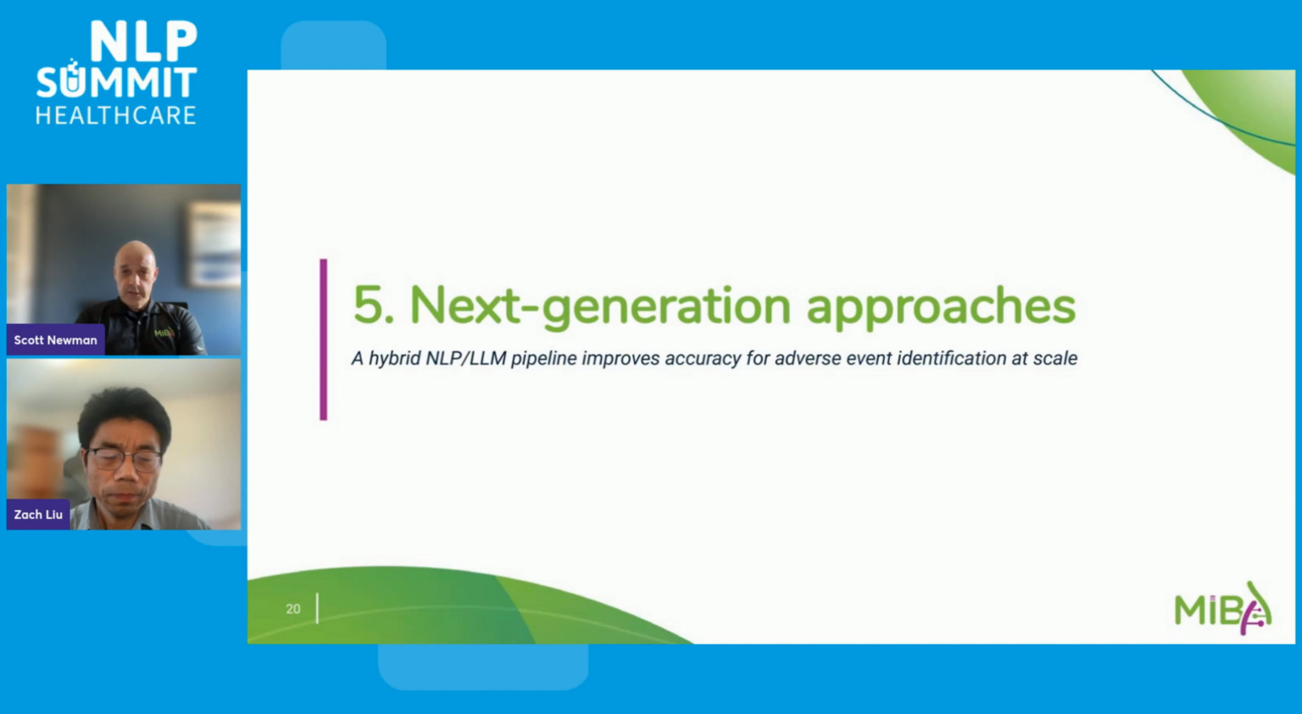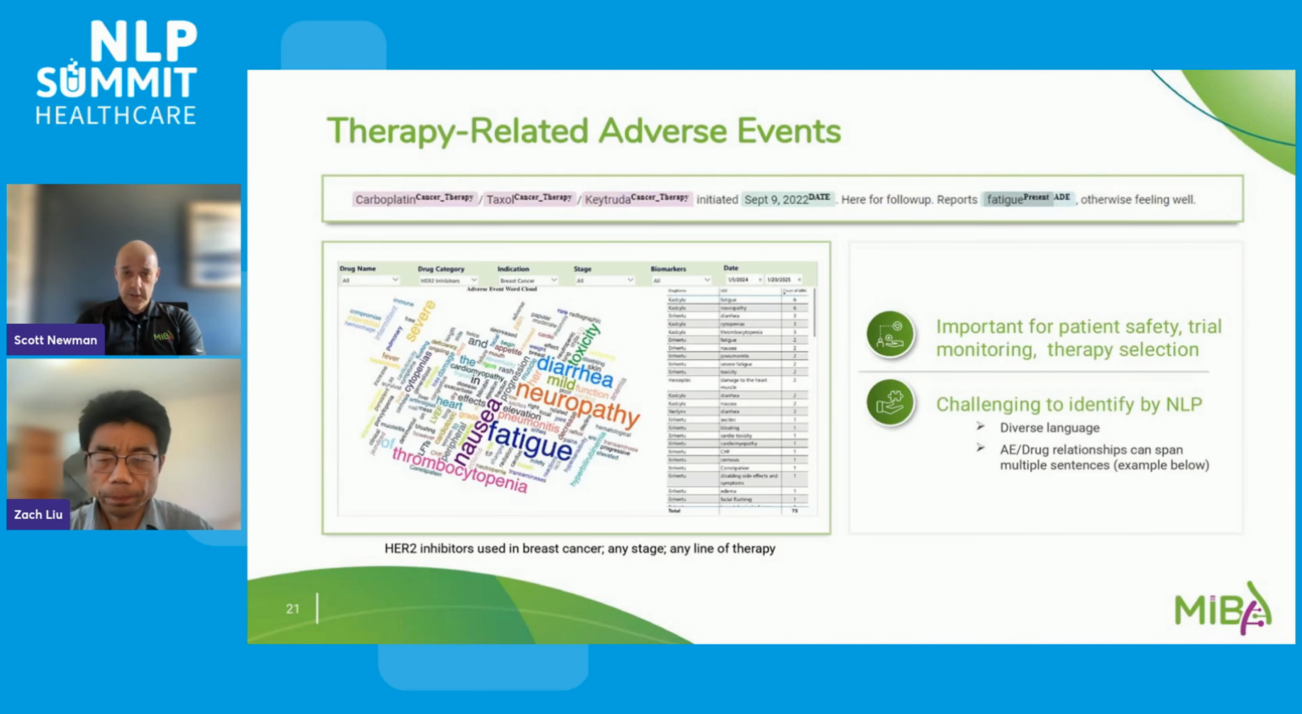So the final section of our talk, we're going to talk about next generation approaches. So much of our data is about continuous deployment of a natural language processing pipeline, but everybody's aware of the 2024 inflection point where large language models came to prevalence. We see that they're easy to work with. We put some effort into understanding them. And Zach led a project to build a hybrid NLP LLM approach to help us out with adverse events.